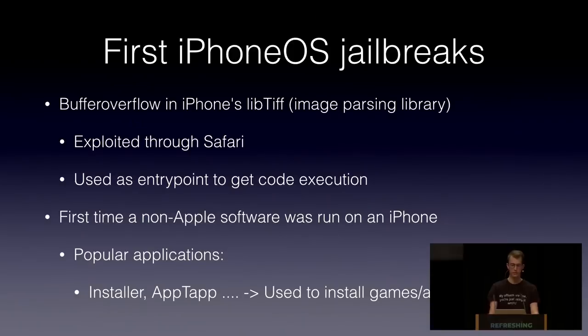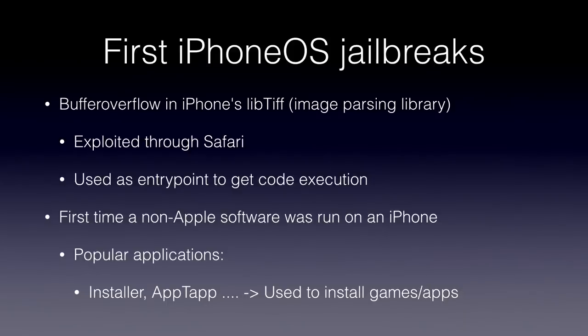Starting with the first iPhone OS jailbreak, back then it was actually called iPhone OS, not iOS, it was not the boot ROM yet. The first was a buffer overflow in the iPhone's libtiff library, an image parsing library. It was exploited through Safari and used as an entry point to get code execution. It was the first time that non-Apple software was run on an iPhone. People installed applications like Installer and AppTap, which were stores similar to Cydia back then. Those were used to install apps or games, because for the first iPhone OS, there was no way to install applications anyhow. Apps were introduced with iOS 2.